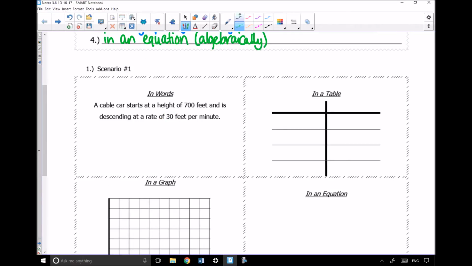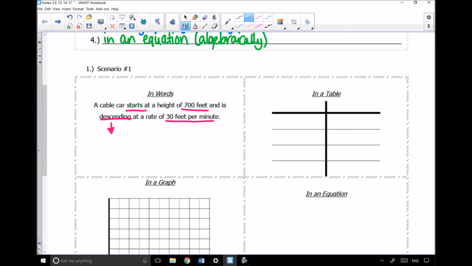In scenario number 1, it says that a cable car starts at a height of 700 feet, so the word starts is important, 700 feet, and is descending. Remember, descending means goes down, at a rate of 30 feet per minute. So this has all the stuff that we need in order to be successful with this problem.